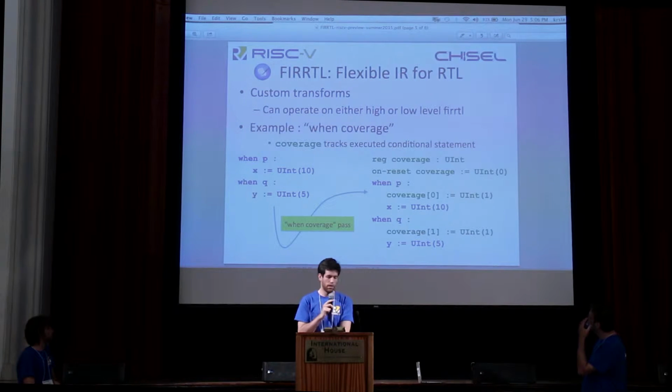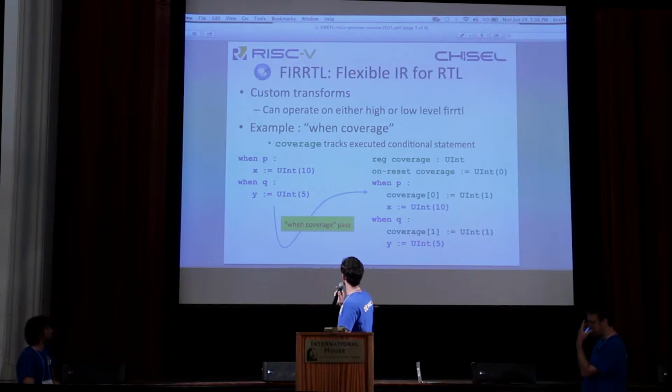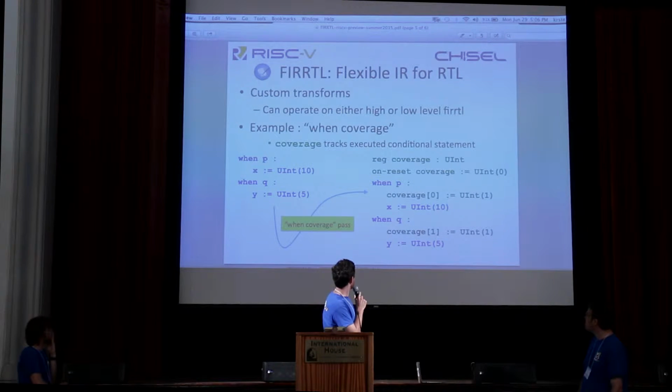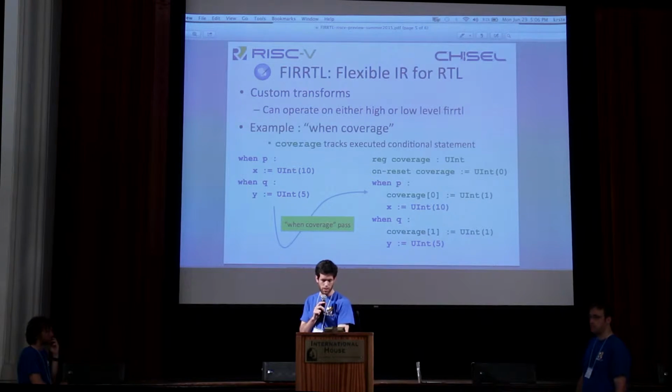With this, we can do custom transforms where you can insert stuff for debug, stuff for scan chains for detecting test coverage. These types of things you can make as an automatic transform to your Chisel graph of your circuit.